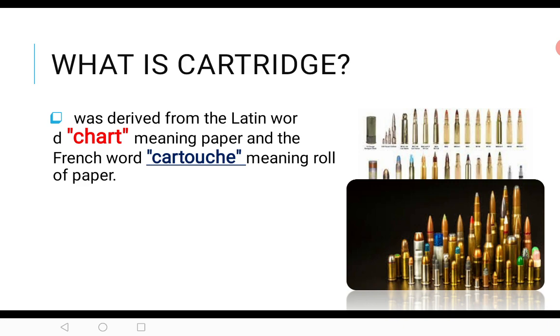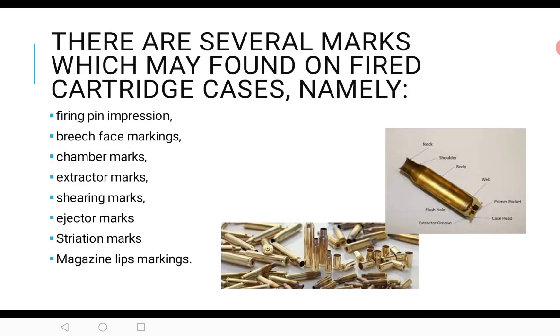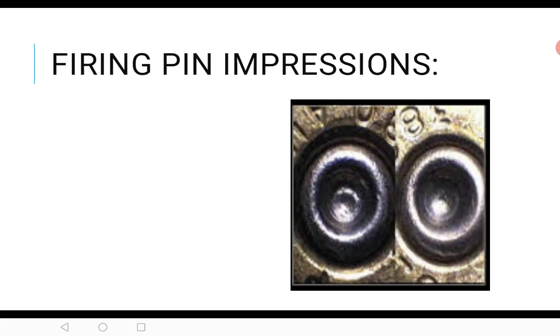Okay, so there are several marks which may be found on cartridge cases. So we have here firing pin impression, breech face markings, chamber marks, extractor marks, shearing marks, ejector striation, and magazine lips markings. Okay, so ito yung mga naiiwan na marking sa cartridge or in the bullet. Okay, what are the possible causes of those markings?